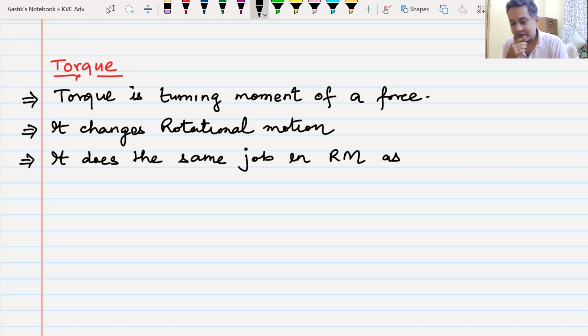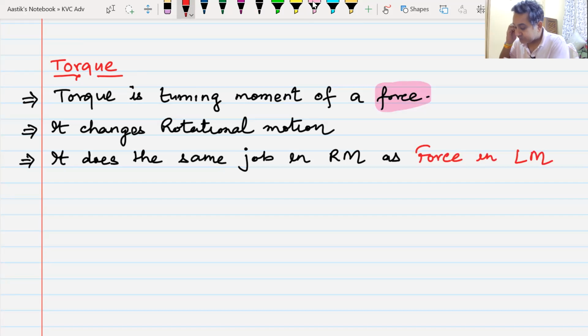And this is what I've heard for the first time in my entire life. It is doing the same job as force in linear motion. I don't know how difficult it is to understand. It is already written here. But we don't have eyes and we don't have brain that we can see and we can understand. It does the same job as force in your linear motion. You've said everything apart from force.